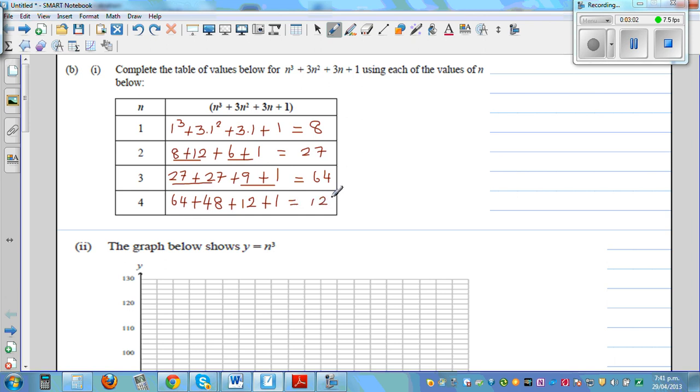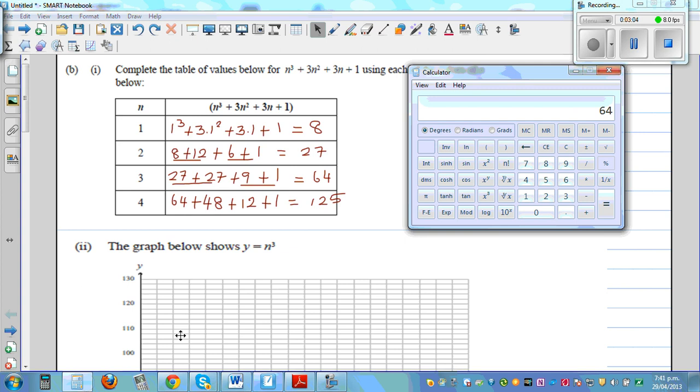So let me confirm this on a calculator. It's always good to confirm. So cancel, it is 4 cubed plus 3 times 4 squared plus 3 times 4 plus 1, which is 125.